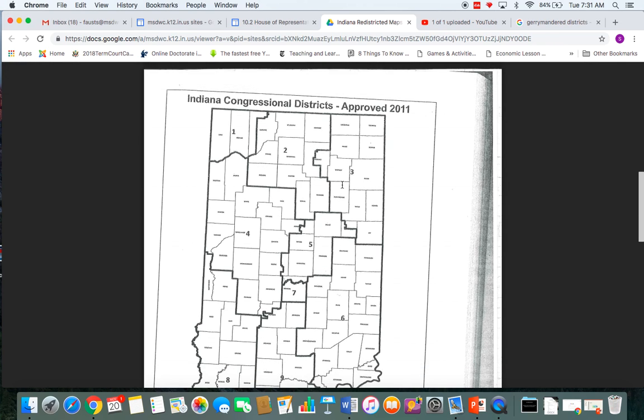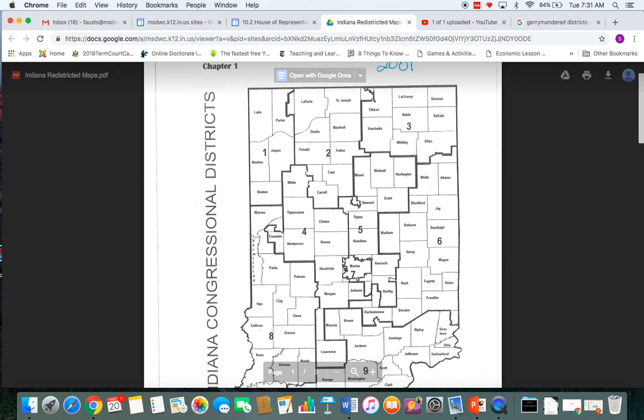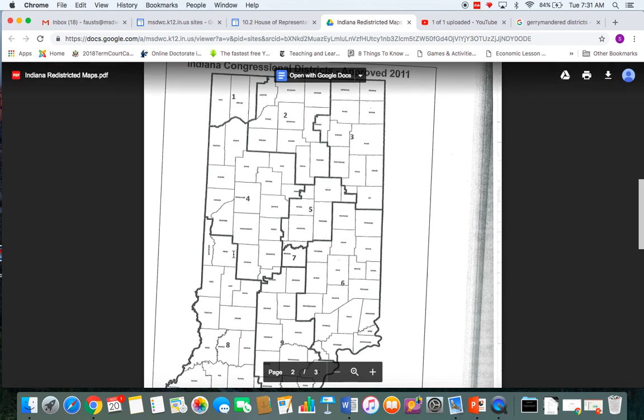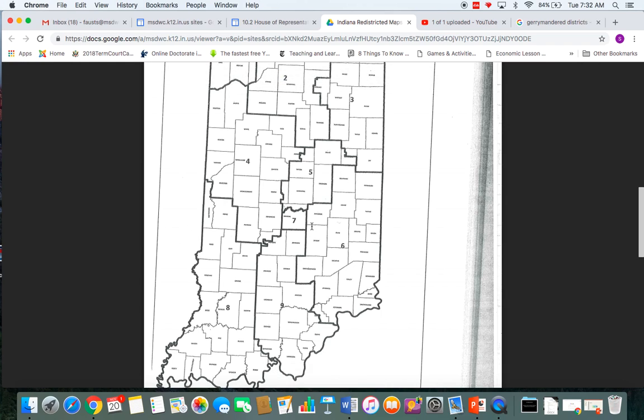And then the third one, which is obviously not followed all the time, is it has to be as compact as possible. Right here, the 5th district is not as compact as possible. The 4th district is not as compact. And we get a lot closer here to as compact as we possibly can. So each one of those districts has the same number of people. They are all continuous. There's no breaks in the boundary of the district, and they are as compact as they can possibly be.